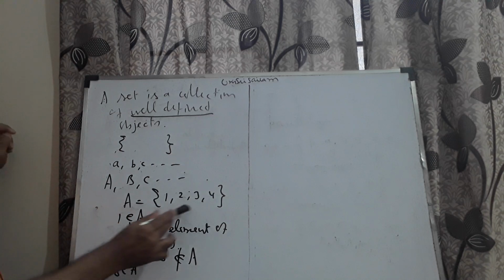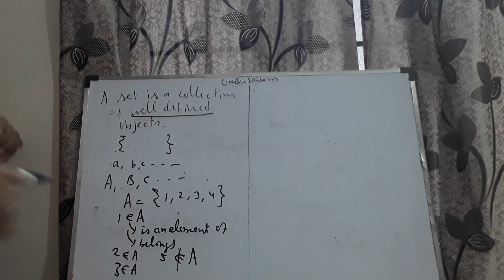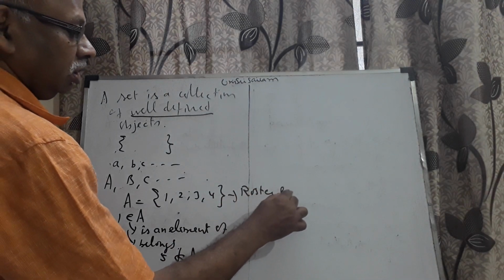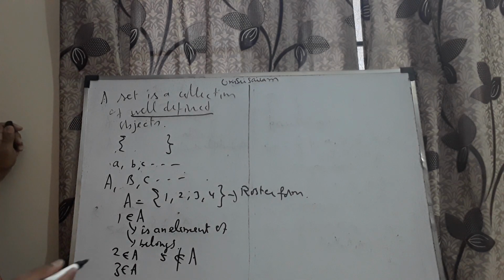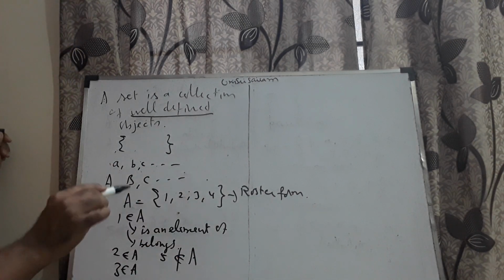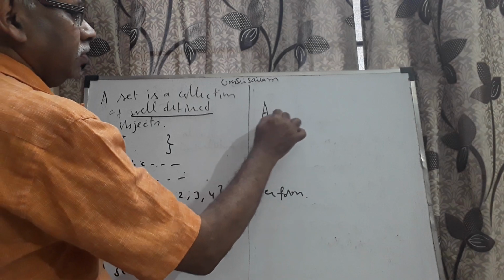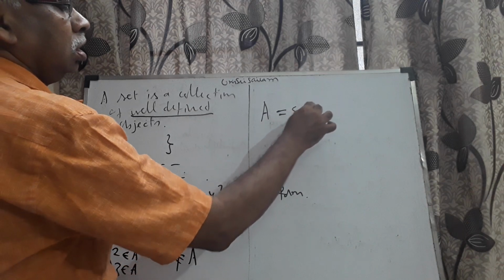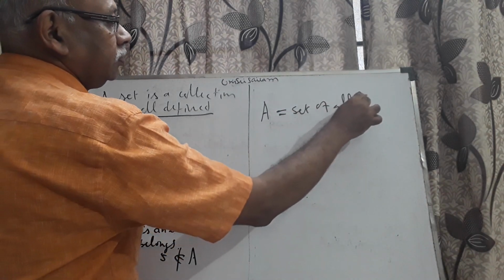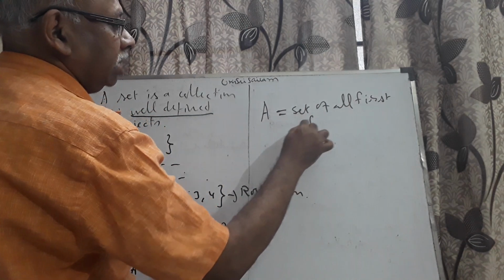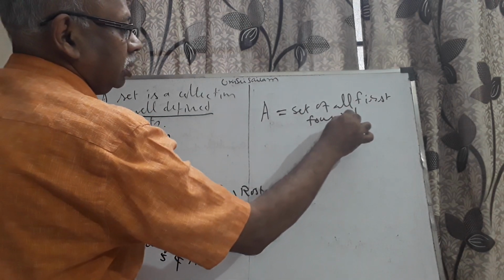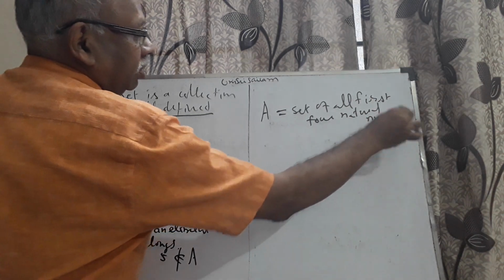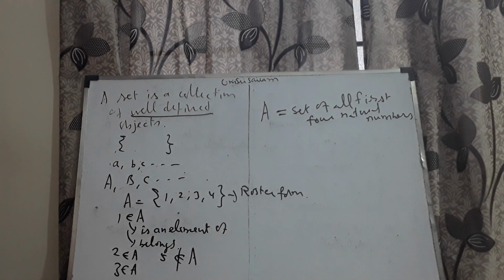If all the elements are listed out, such a notation is called roster form. Of course, we can also write it without set braces, with a kind of description: set of all first four natural numbers. There are no set braces I am using. I am describing the elements. This is called descriptive form.